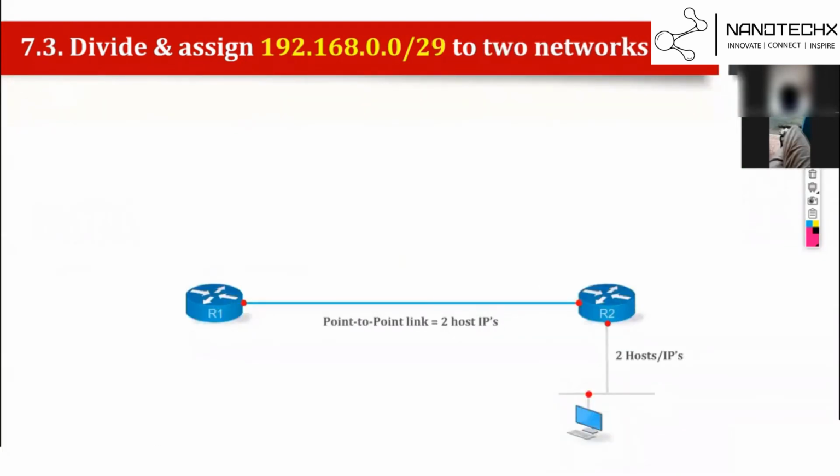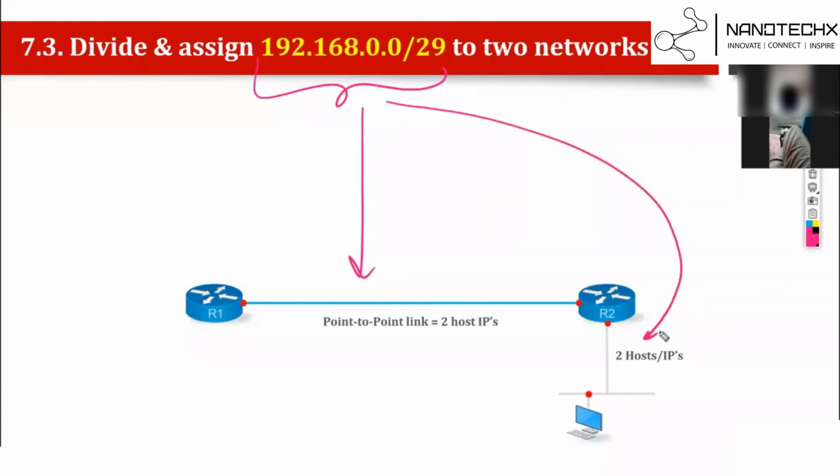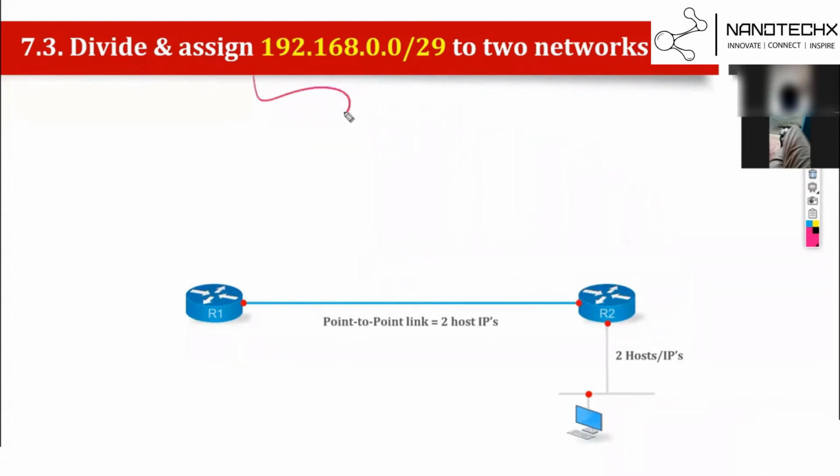So here they are saying that this is the network 192.168.0.0/29. We have to divide it into two networks, this one and this one. There are two host IPs required in each of them. Can somebody tell me how many IP addresses this one will give us? How many hosts, maximum number of hosts? Very good, very good. Some guys have got it already.